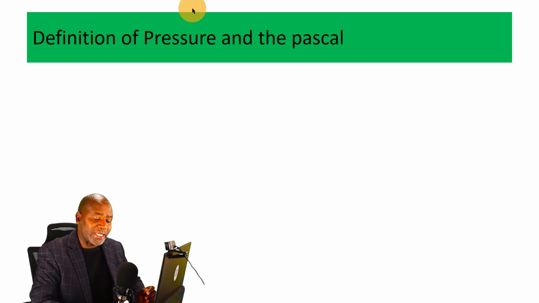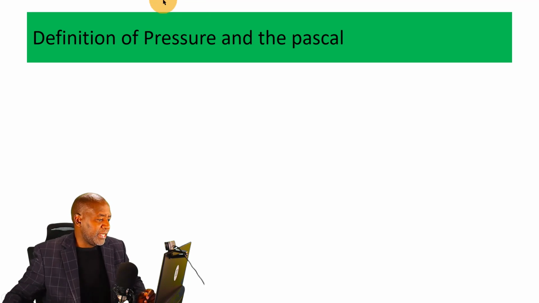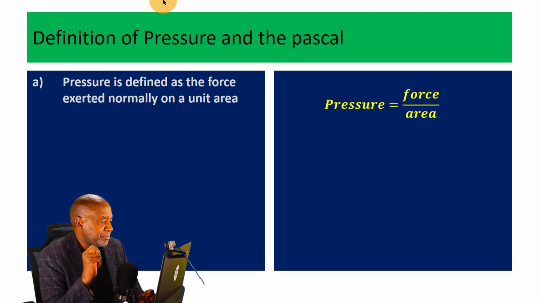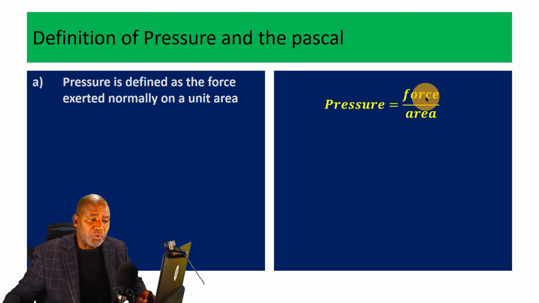I also want to explain that term, normal, what it means. So let's look at the actual definition of pressure: force exerted normally on a unit area. So first of all, we see that over here we are dividing the force and the area to get pressure. What does it mean by normal? This is what it means.